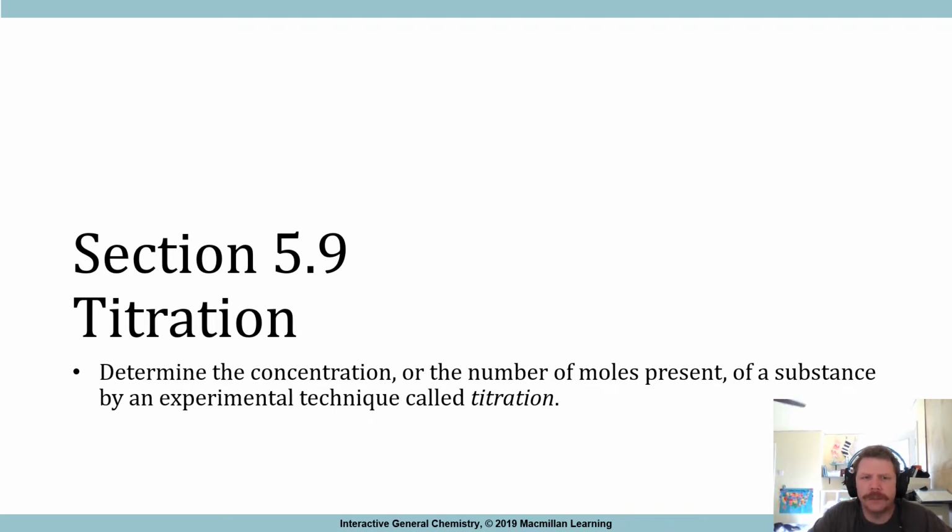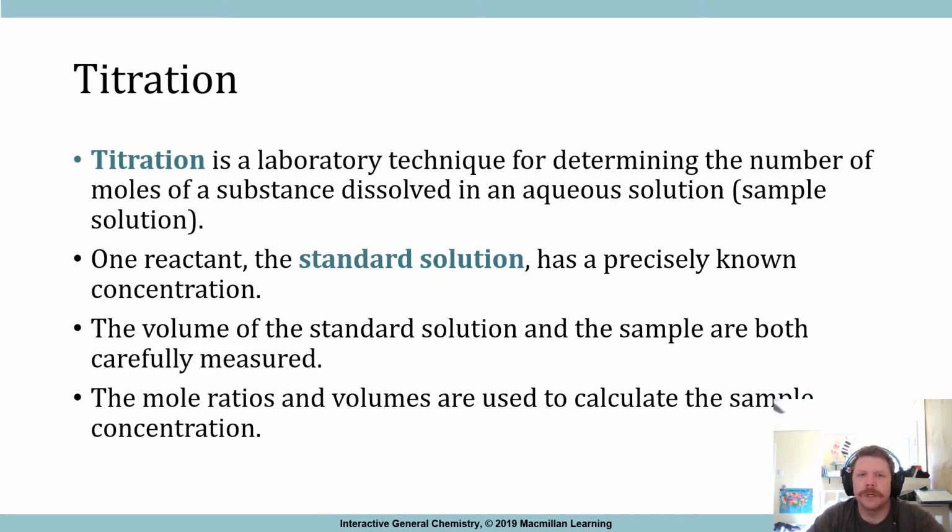But what this technique is used for is to determine the concentration or number of moles present of a substance. Basically, it's a way of using a known solution to determine the concentration of an unknown solution. So titration is a laboratory technique for determining the number of moles of a substance dissolved in an aqueous solution. Okay? One reactant, also known as your standard solution, has a precisely known concentration, so you know the makeup of that solution. The volume of the standard solution and the sample are both very carefully measured. The mole ratios and volumes are used to calculate the sample concentration.